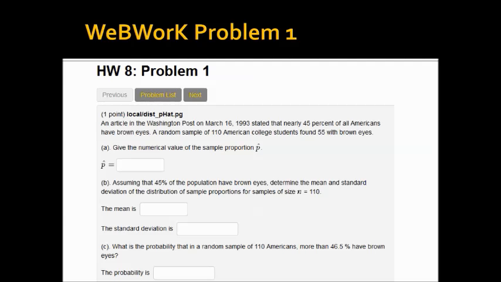In this problem, an article states that 45% of all Americans have brown eyes. That's the proportion of the population with brown eyes. If we take a random sample of 110 Americans, and find that 55 have brown eyes, determine the sample proportion. Determine the mean and standard deviation for sample proportions with samples of size 110. Determine the probability that in such a sample you observe more than 46.5% with brown eyes.